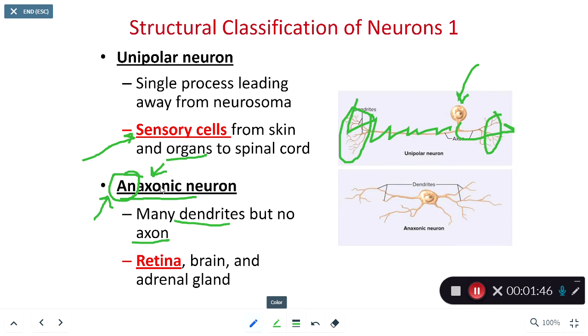Where do we find anaxonic neurons? We find them primarily within the retina, the sensory receptor layer at the back of our eyeball that helps to turn photons of light into electrical signals. We have a bunch of anaxonic neurons in our brain, and also within the adrenal glands directly above our kidneys. I personally am not very familiar with anaxonic neurons, but if you have any questions, please let me know. I'll use that as an excuse to educate myself, and I'll get an answer to you to the best of my ability.